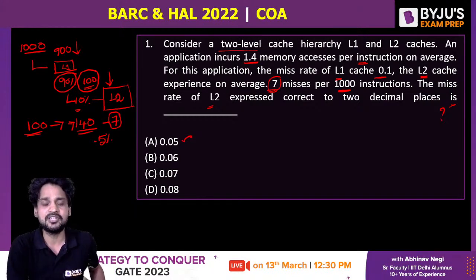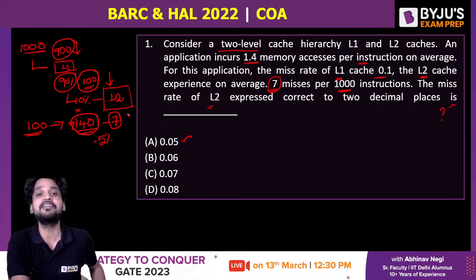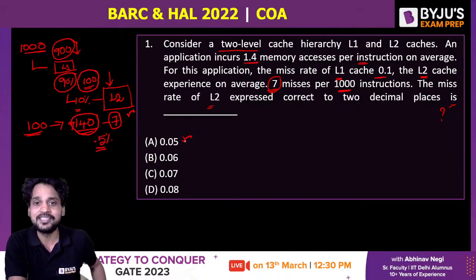So the simple thing is, out of 1000 instructions, 900 instructions we are able to find in L1 itself. Only for 100 instructions we are just going to L2. For all these 100 instructions, we know that the total number of memory accesses required is equal to 140. Out of 140 memory accesses, we are experiencing 7 misses. 7 in 140 is 0.5%. When it comes to the rate, 0.05.